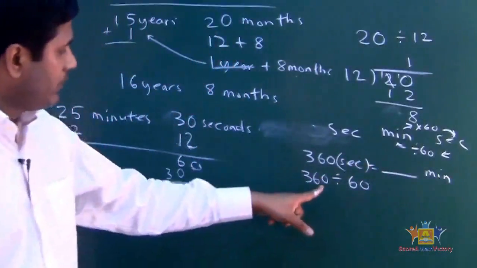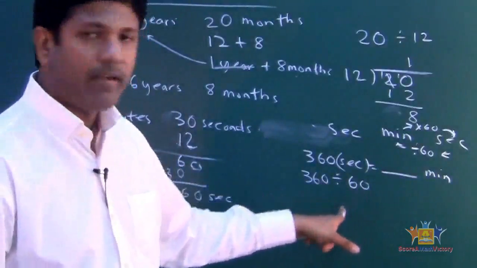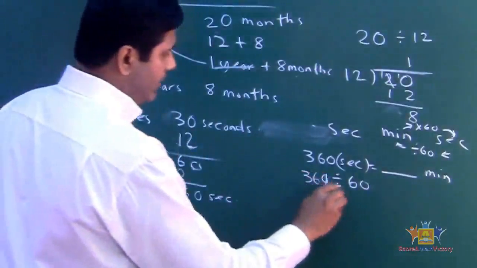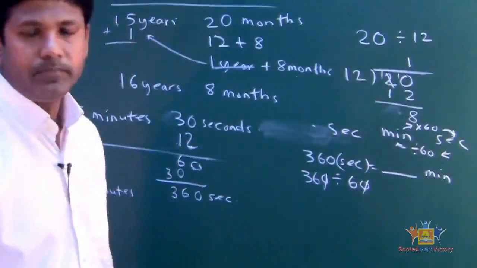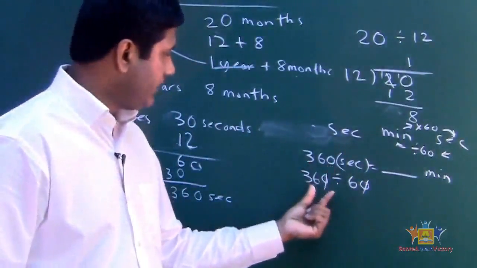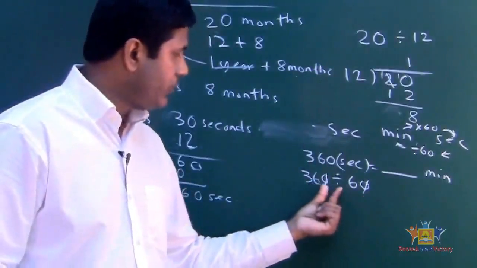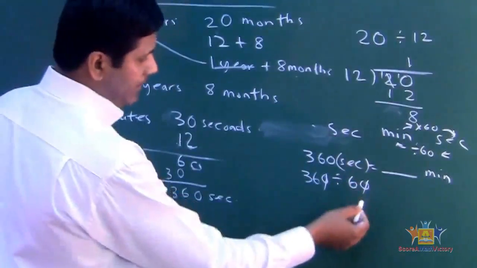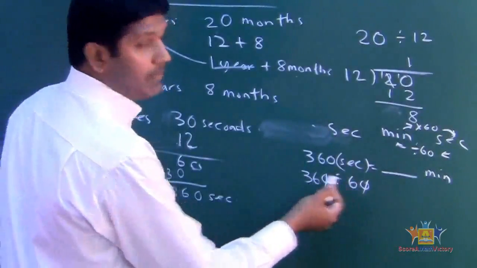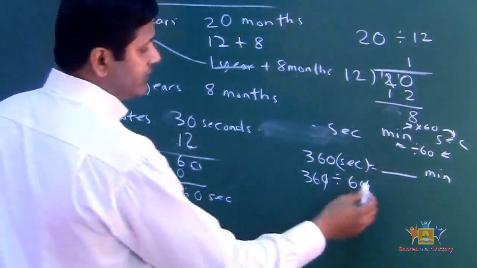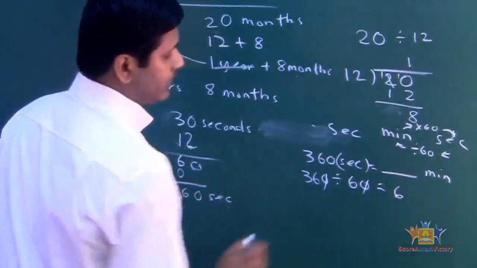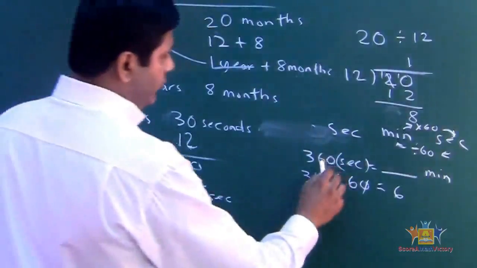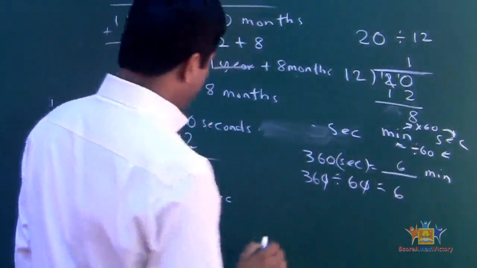Remember we talked about when you have 0 at the end of both numbers when you're dividing, you can cancel them out. Now it becomes 36 divided by 6. So 36 divided by 6 is what? 6. Because that's in our times table range. That means 360 seconds equals 6 minutes.